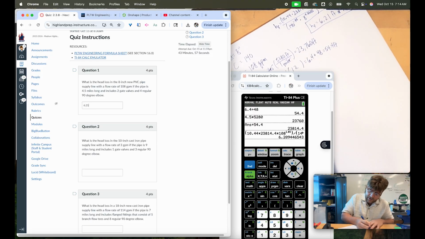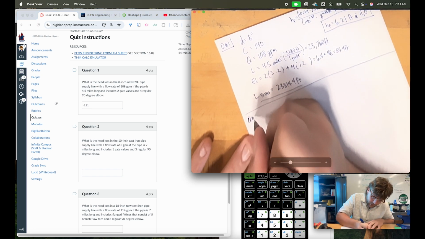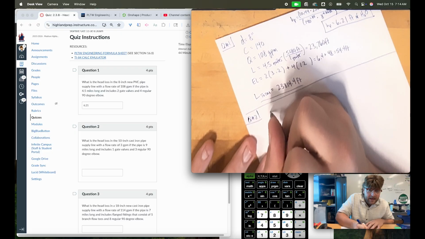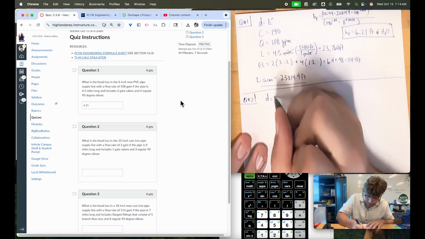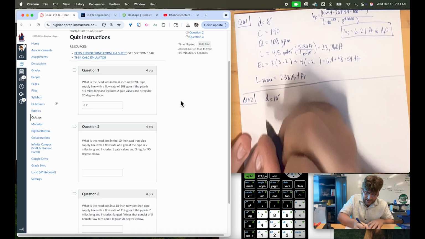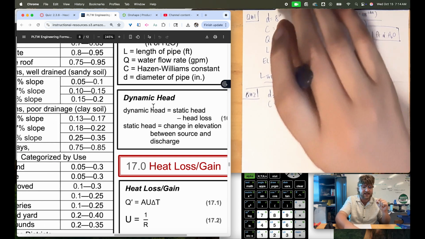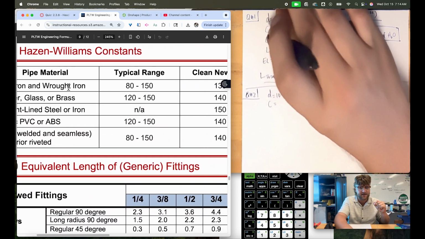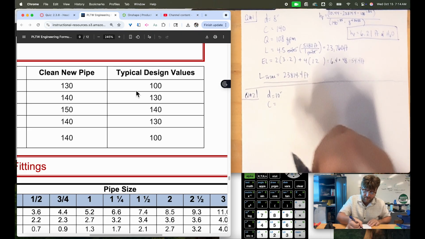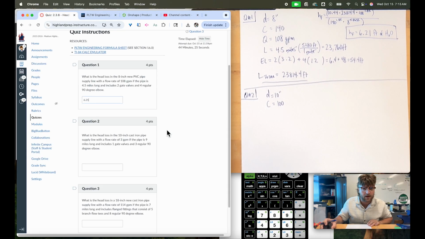All right. So let's go ahead and move on to question number 2. So question number 2, we've got a diameter now. It is 10 inch diameter, and we're dealing with cast iron. Now, they do not make any designation that this is a new cast iron pipe. So because it's just cast iron, we're going to use that typical design value. So we can go right here. Cast iron's our first option. Typical design value is 100 there. So we're going to put C equals 100.